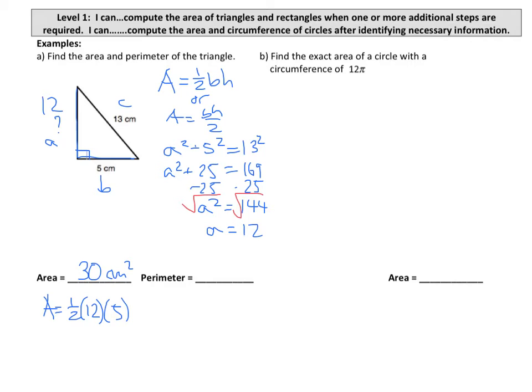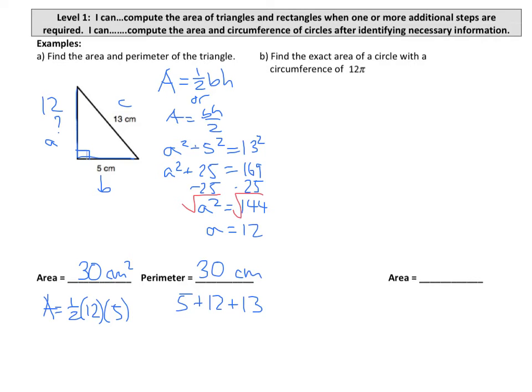For the perimeter of a triangle or any figure, we just add up all the sides, and so we would add 5 plus 12 plus 13, and we get 30. And perimeter is always just regular centimeters, not square units.